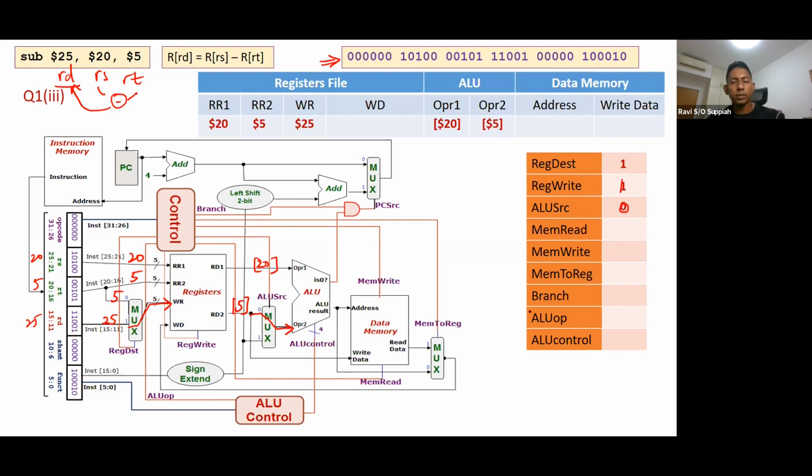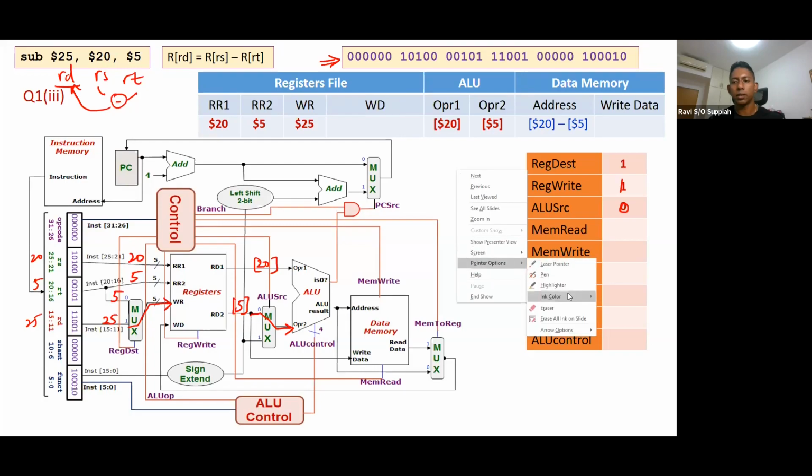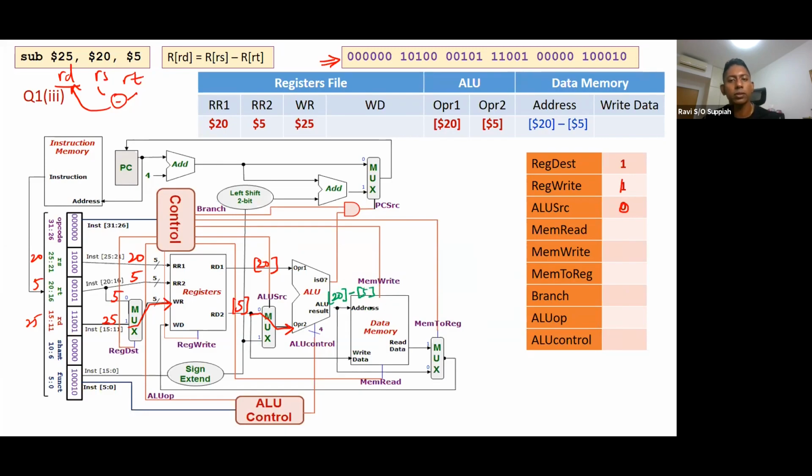Okay, so operand 1 is content of register 20, operand 2 is content of register 5. And since we are doing a subtraction operation, let me change the color now. Okay, so over here, what I will get is the content of register 20 subtract content of register 5. Since this subtraction is the operation carried out by the ALU, that will come out as the ALU result.